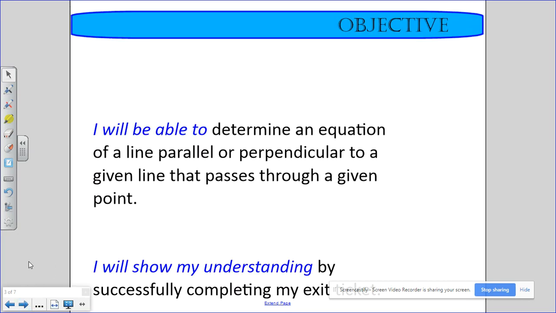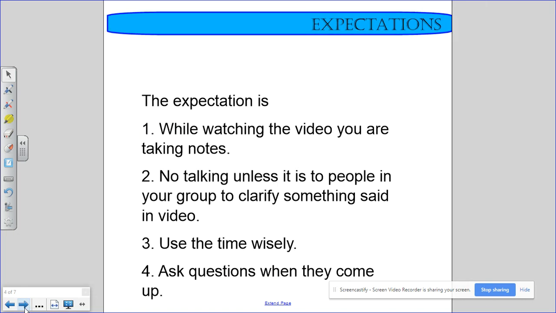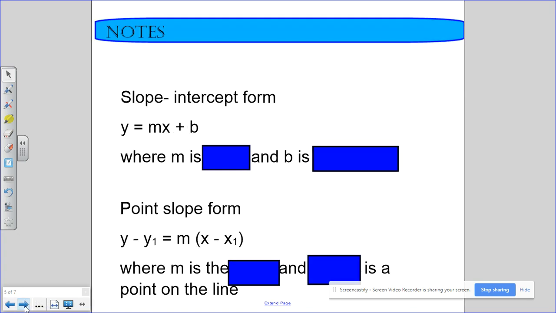All right, after this, you'll be able to determine an equation of a line parallel and perpendicular. The expectations, again, are while you're watching this video, you are taking notes. There's no talking unless it is to people in your group to clarify something said in the video. Use your time wisely and ask questions as they come up. These are the start officially of your notes. You need to write this down.